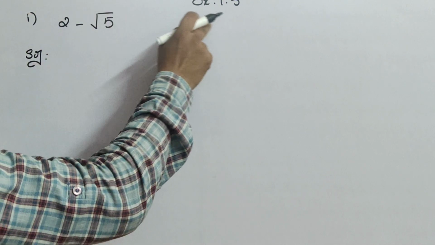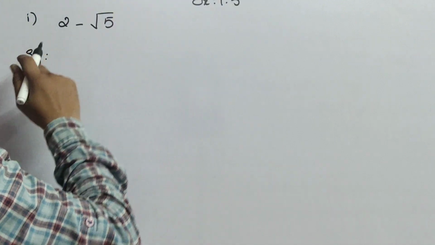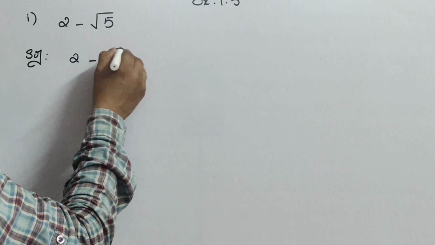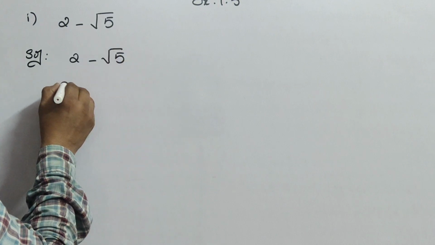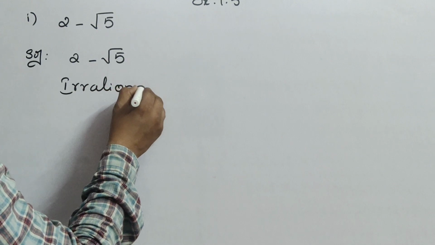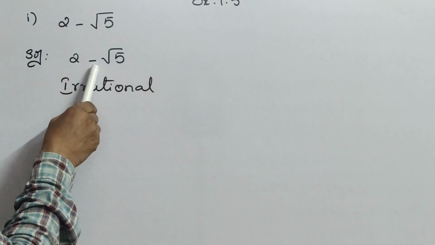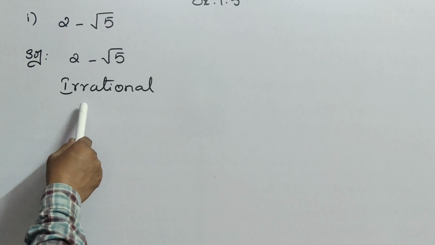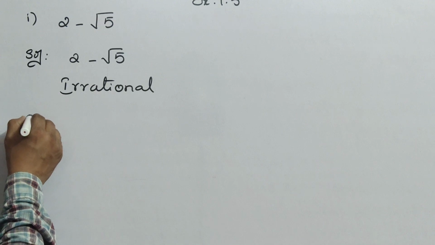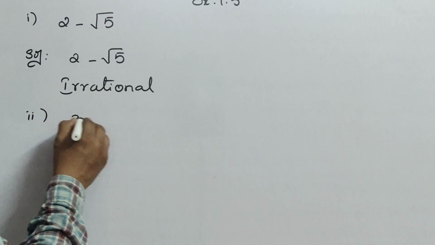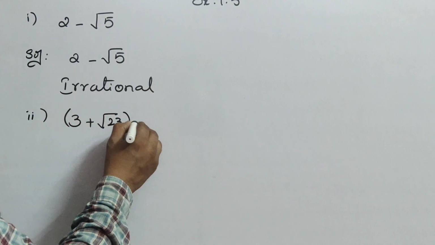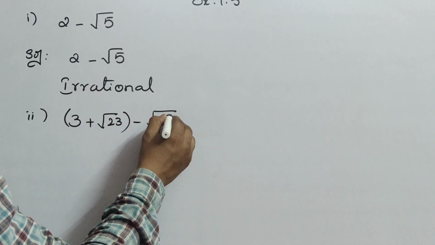So write the heading there. The first question: classify the following numbers as rational or irrational. Now here, 2 minus root 5 is nothing but an irrational number. Why? Because as I told you, rational number minus irrational number is always irrational only.